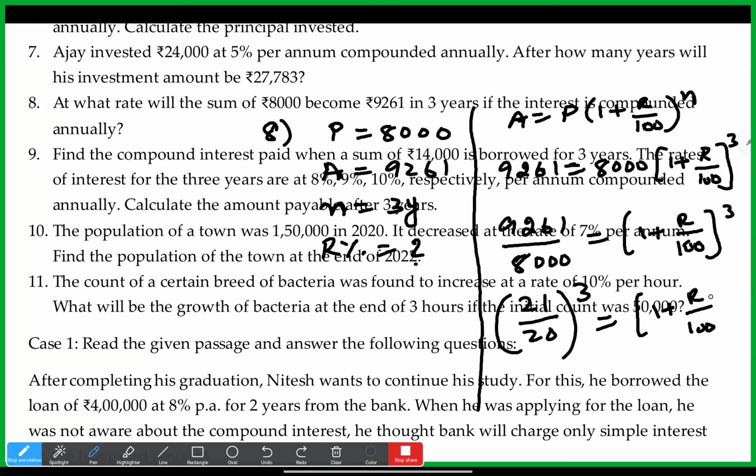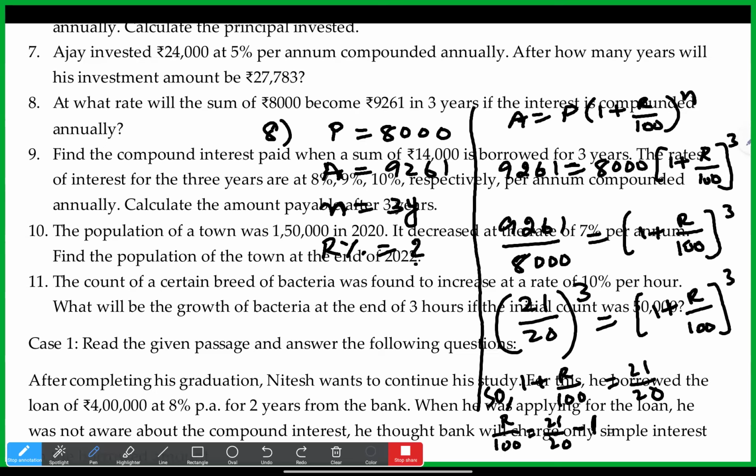So 1 plus R by 100 whole power 3. Now by observing, you can see the powers are equal this time, so the bases must be equal. In an equation, if LHS and RHS powers are equal, the bases must be equal. What are the bases here? 1 plus R by 100 on one side, and the other base is 21 by 20. Now 1 will go to that side: R by 100 is equal to 21 by 20 minus 1.